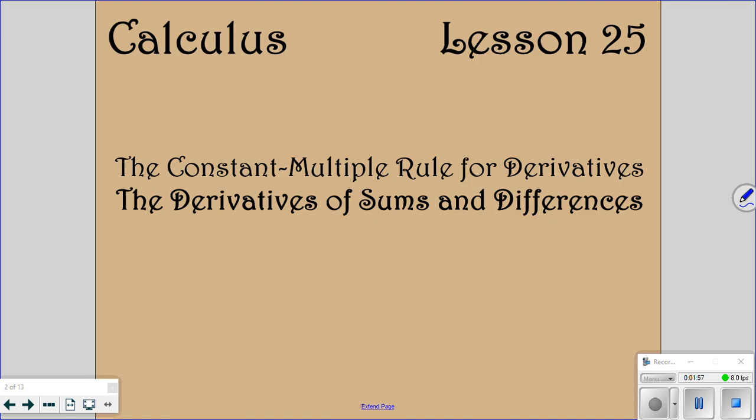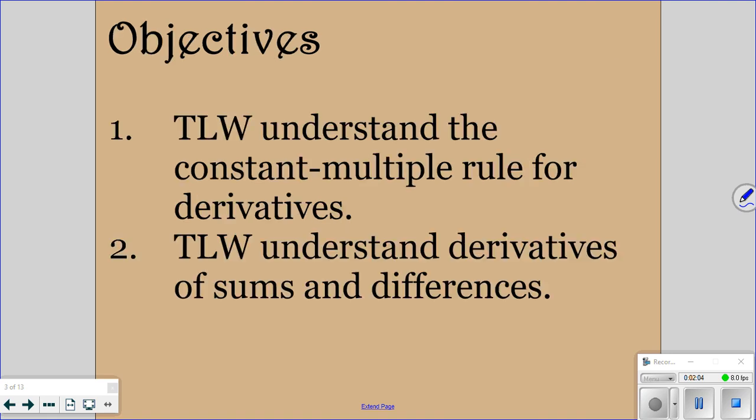All right. So we're looking at lesson 25 today. We're going to look at the constant multiple rule for derivatives and then derivatives of sums and differences. So both of these are going to be using this little formula that we worked on with our last lesson. So hopefully you remember that. You definitely want to learn that formula. The derivative of x to the n is n times x to the n minus 1. So both of the concepts today use that formula.